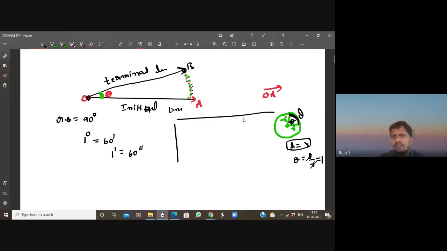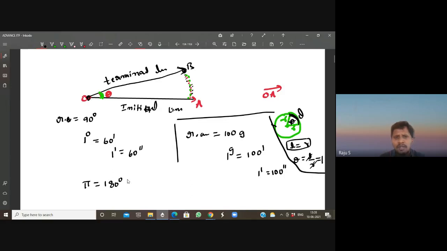So then in French, a right angle can be divided into how many parts? 100 equal parts. That is given by what we call grades, 100 grades. One grade can be divided into 100 equal parts again. That is called minutes, and 1 minute can be divided into 100 seconds. Finally, the radian system. In the radian system, pi is equal to 180 degrees.